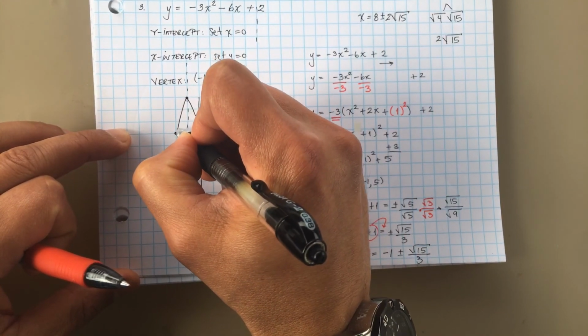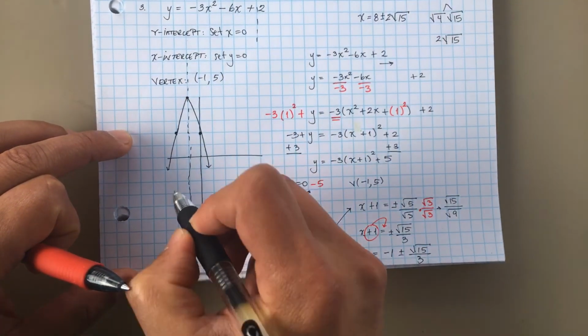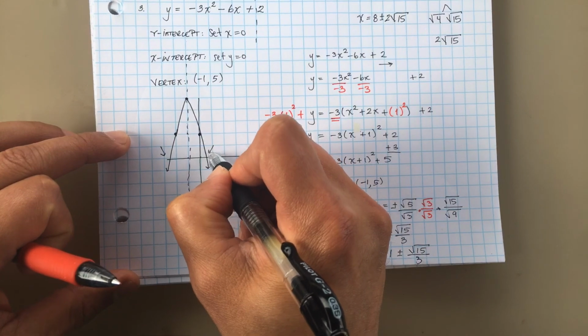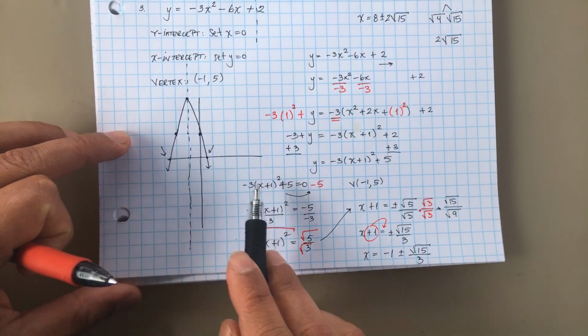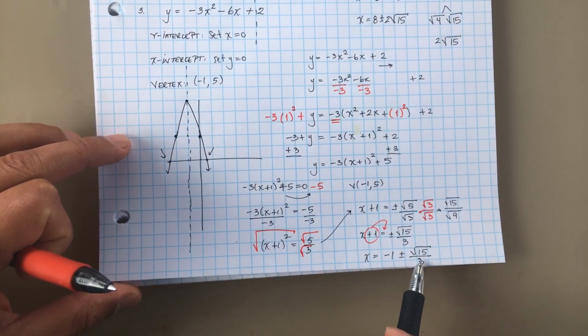Y esto, claro que van a ser decimales. Estos van a ser decimales aquí. These are going to be your x-intercepts. Estos de aquí van a ser decimales de esto, lo que ponga mi calculadora.